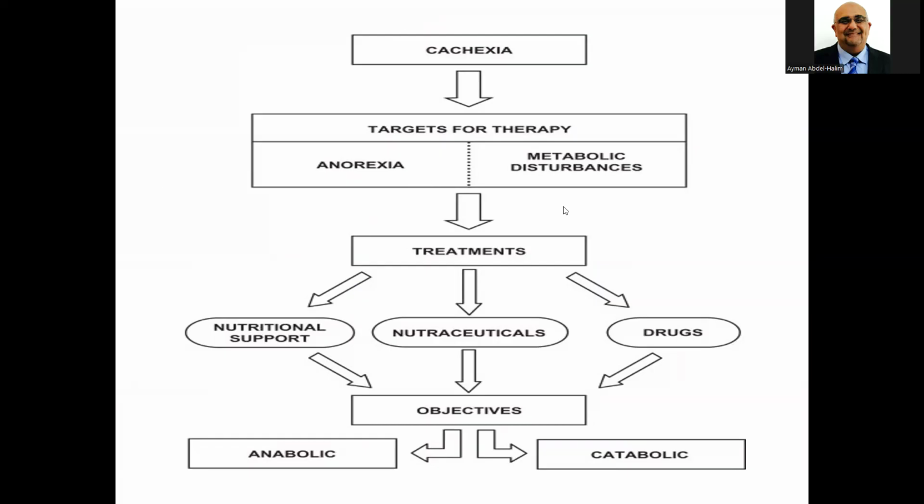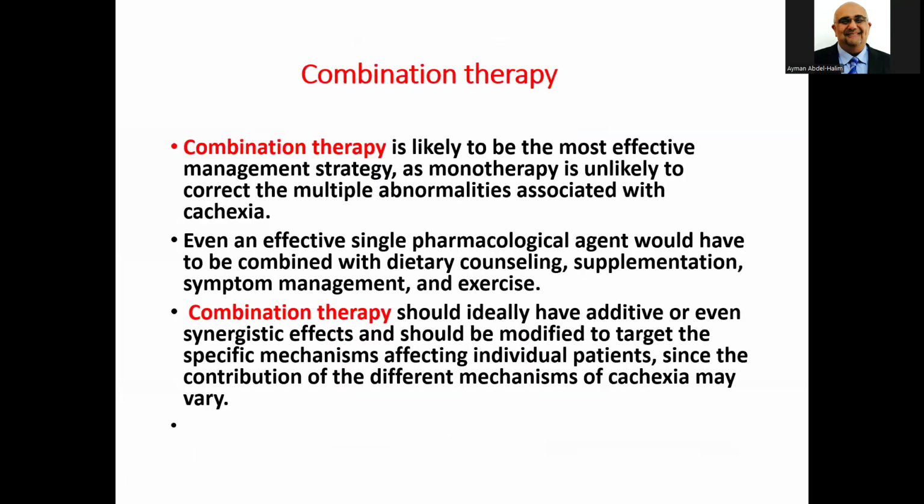Targets for therapy: anorexia and metabolic disturbances, nutritional support, nutraceuticals, drugs. The objective is to balance the anabolic and catabolic pathways. Try to be more anabolic, less catabolic. That's the bottom line. Combination therapy is most likely to be the most effective management strategy. Exactly like you're doing multimodal therapy for pain management. If you just use one medication or one technique, it will not do the job. You have to use multiple techniques and medications to achieve your goals. As simple as that. Again, they call it combination therapy in CAS for some reason.